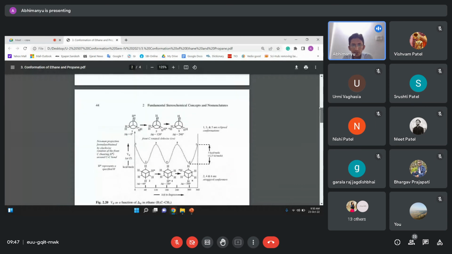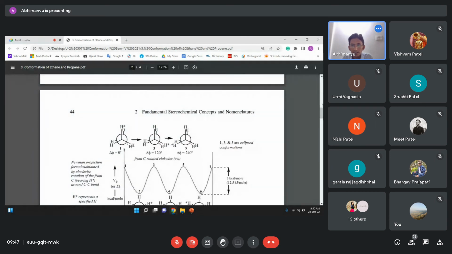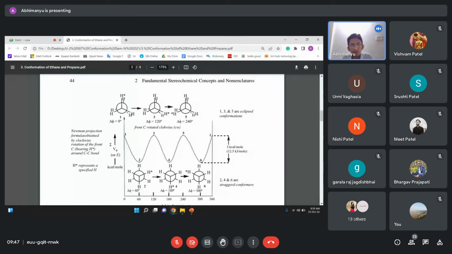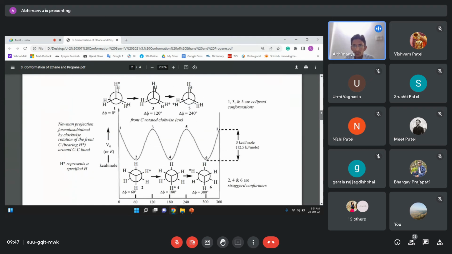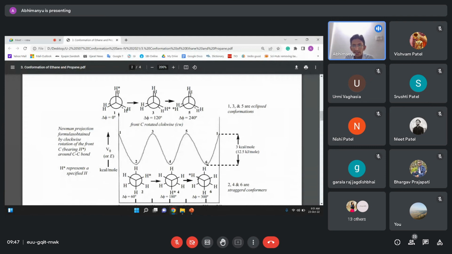The conformations of ethane. In ethane, multiple conformations are possible. One 60-degree rotation, 60 plus 60, 120, 180, 240, and 300-degree rotations. And by the 60-degree rotations, you will get three eclipse structures and three staggered structures. Okay, so the energy, it is the torsional strain.